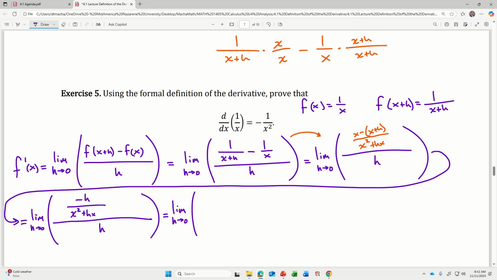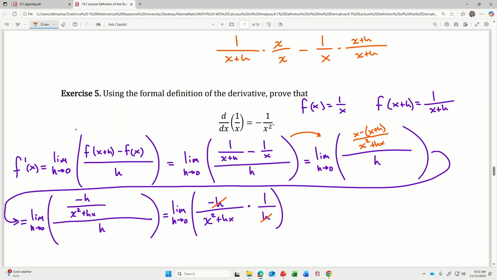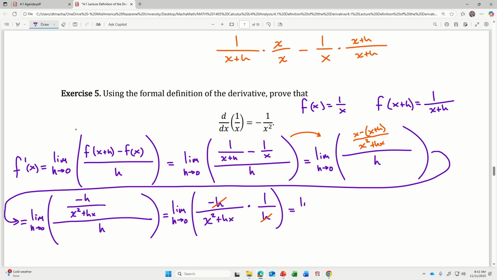When I learned how to multiply fractions, our teacher told us dividing is the same thing as multiplying by the reciprocal. The reciprocal of h is 1 over h. And that helps me see more easily that these h's are going to cancel, multiplying fractions across the top and across the bottom. So this gives me the limit as h approaches 0 of negative 1 over x squared plus hx.